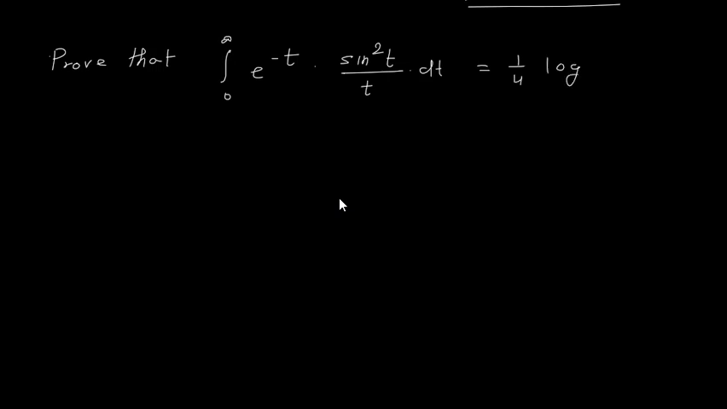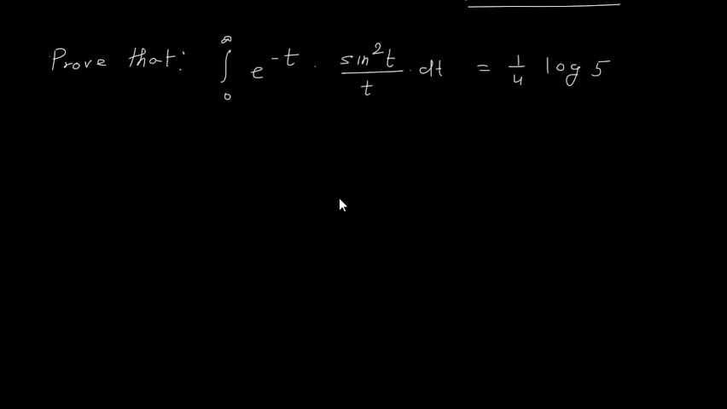I have to prove that. So the question is, prove that the integral from 0 to infinity of e raised to minus t into sin square t divided by t into dt is equal to 1 by 4 log 5. We have to prove that the integral from 0 to infinity of e power minus t into sin square t upon t dt is equal to 1 upon 4 log 5.